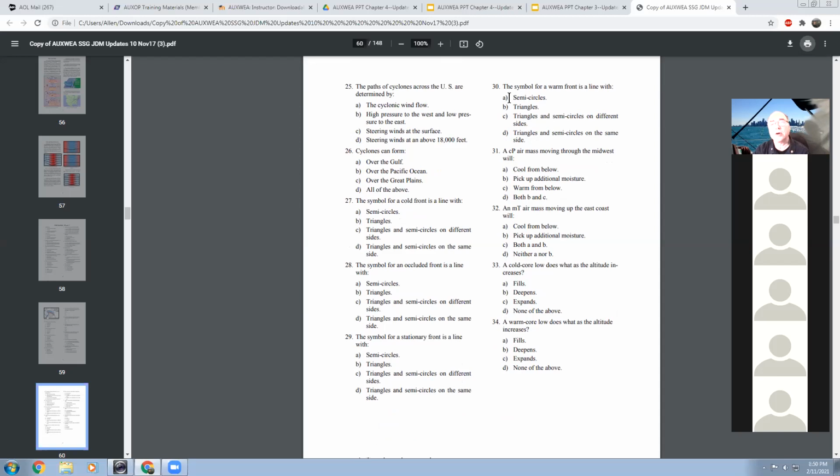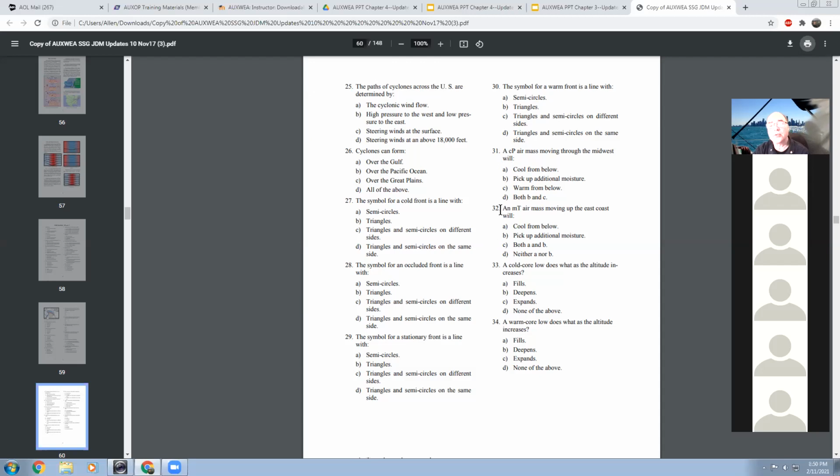Patrick Leonardi, 30. The symbol for a warm front is aligned with? Semicircles. Correct. Good job. Paul Luna, number 31. A CP air mass moving through the Midwest will? Both B and C, D. The correct answer is D. You remember what CP stands for? Continental Polar. Well done.